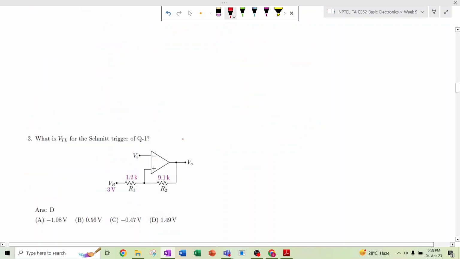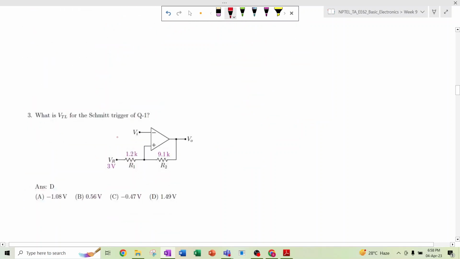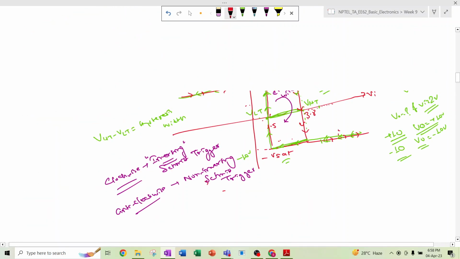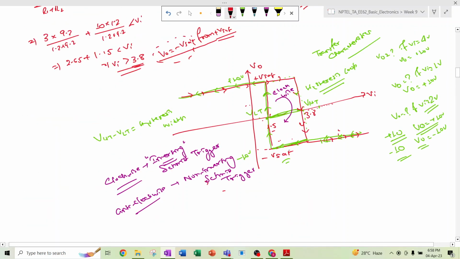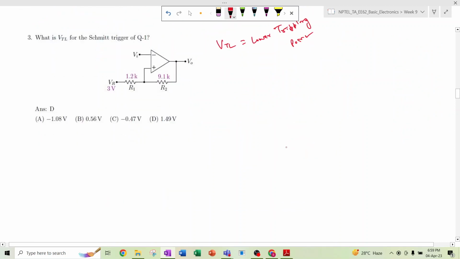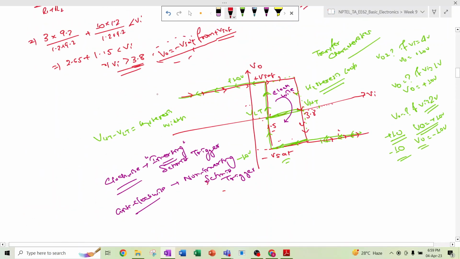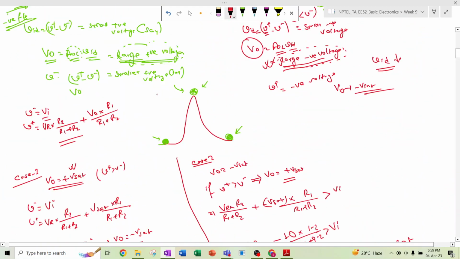Similarly, what is the VTL of the Schmitt trigger of question 1? This is VTL, that means the lower tripping point. So the lower tripping point, using the hysteresis curve, we can see it is 1.5. So the correct answer will be option D, right? 1.49. It is close to 1.5. So this is the basic Schmitt trigger problem and how the Schmitt trigger operates.